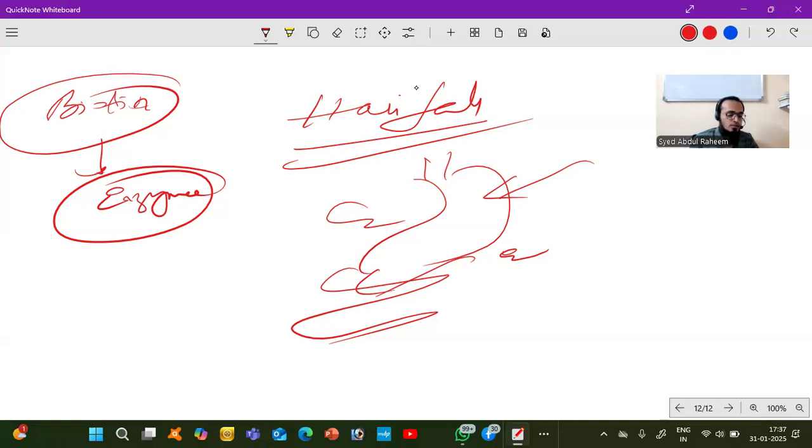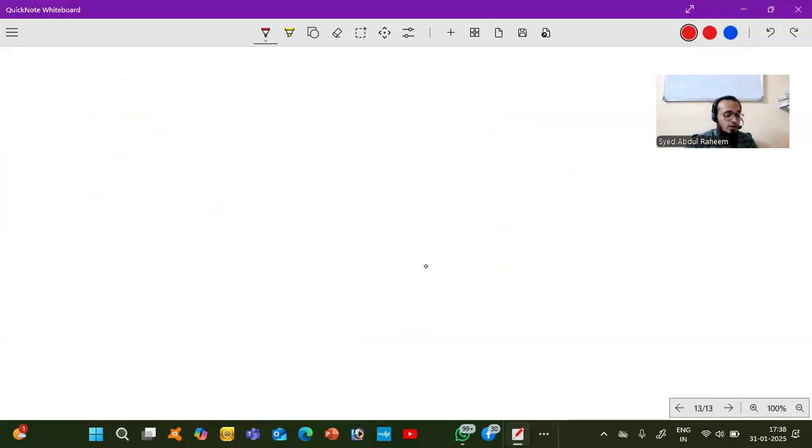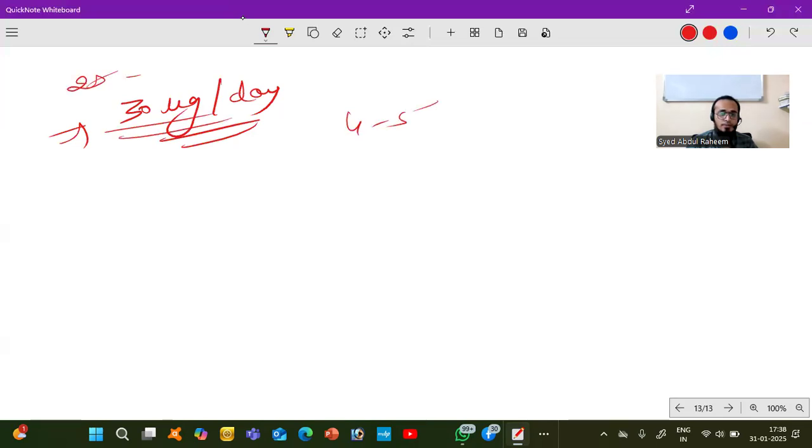So how much biotin do you need to take? You need to take 25 micrograms per day. Initially the ICMR told this, but now it is 30 micrograms because of our daily activities nowadays. After 2020, this advice is taken. For infants, 4 to 5 micrograms. For adults, 25 to 30 micrograms per day is required.